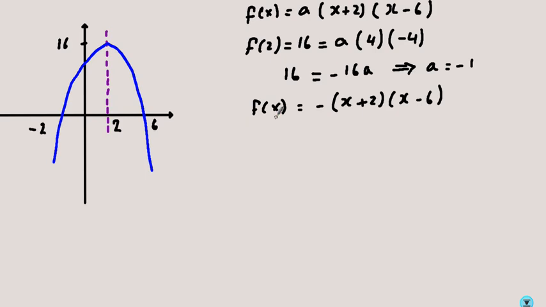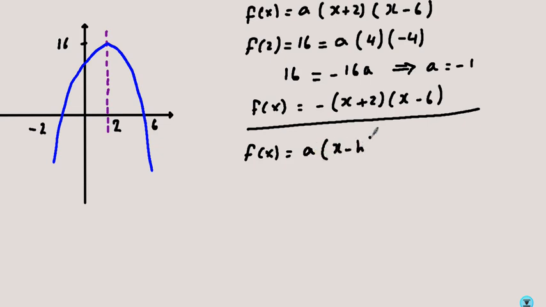Now, this is one method. Another method would be to start with focusing on the vertex. So you would say, okay, I will start with f of x is equal to the vertex form a times x minus h all squared plus k, and the coordinates of the vertex are 2, 16, so this leads us to a times x minus 2 all squared plus 16.